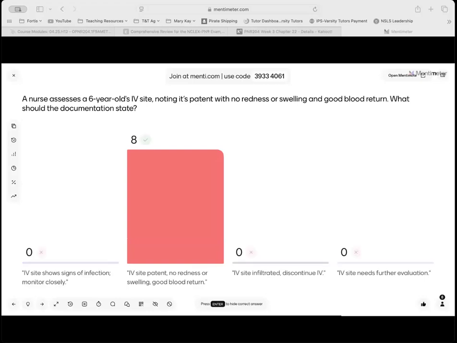Yep, we are going to document exactly what we saw. Is this a normal or abnormal assessment? Normal. Yep, this is normal. This is within normal limits. IV assessment. This is all the things that we want to see.